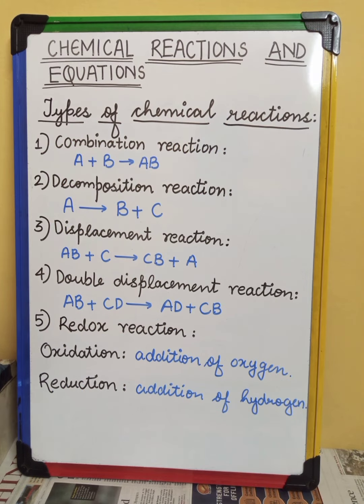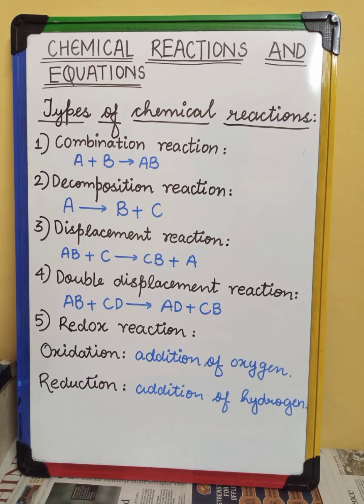Let us now examine the different types of chemical reaction in brief. There are five types of chemical reactions. First, combination reaction. Second, decomposition reaction. Third, displacement reaction. Fourth, double displacement reaction. And fifth, redox reaction. Discussing further, combination reaction.